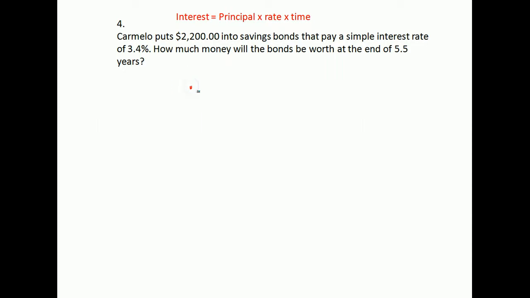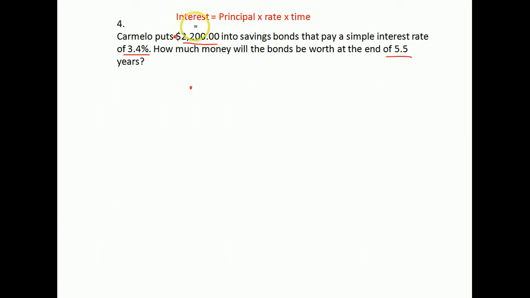Okay, here's another look at this question. It uses the same formula, but let's look at what information we have. Carmelo puts $2,200 into a savings bond that pays simple interest of 3.4%. How much money will the bond be worth at the end of 5.5 years? And here's our formula for interest.